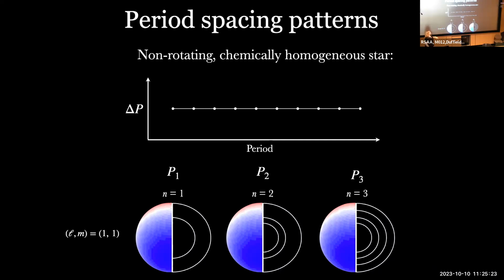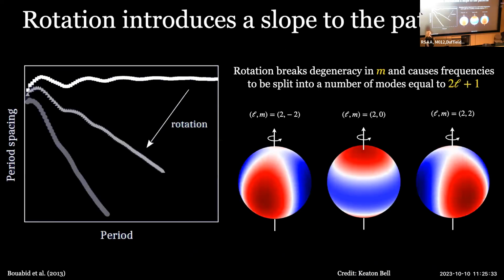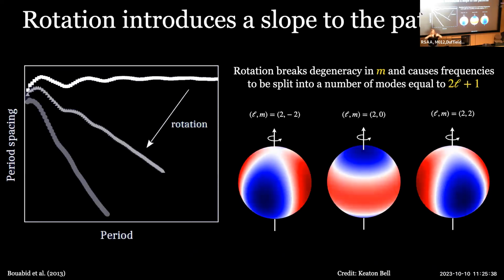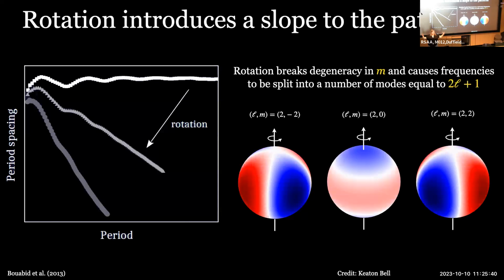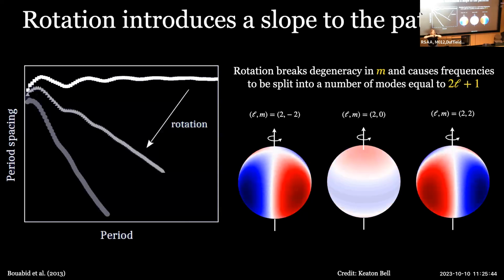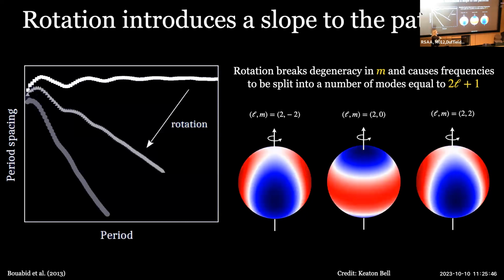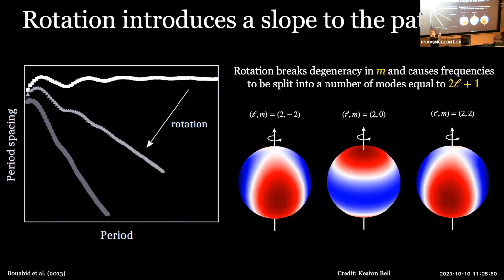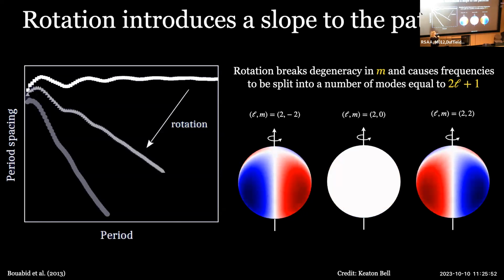Now you might have noticed that I'm mentioning here, this is the case if you have a non-rotating star that's chemically homogeneous, then we have these kind of straight patterns. So what happens as soon as we introduce rotation? So when you have rotation in the star, we're getting rid of one degeneracy associated with the frequencies, meaning that we end up splitting up the frequencies in a number of oscillations, so a number of peaks in our Fourier spectrum corresponding to 2L plus 1.